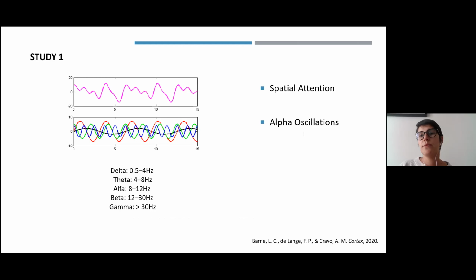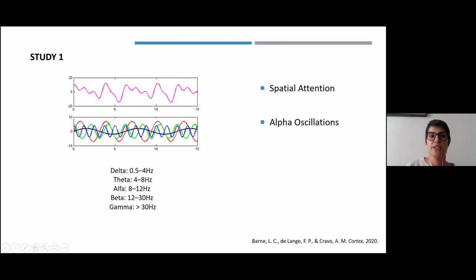So in the first study, since it's spatial attention, and we knew that alpha oscillations are really correlated to spatial attention, you see a lot of things in the literature showing that when you attend to a certain hemifield, you see a contralateral activation of alpha oscillations, and actually you have this decrease in activity.